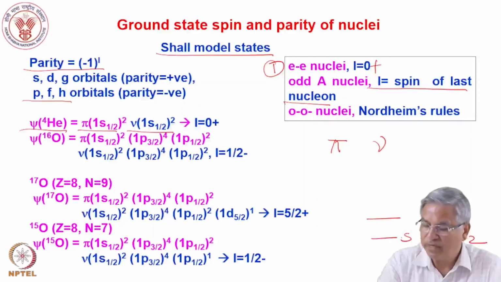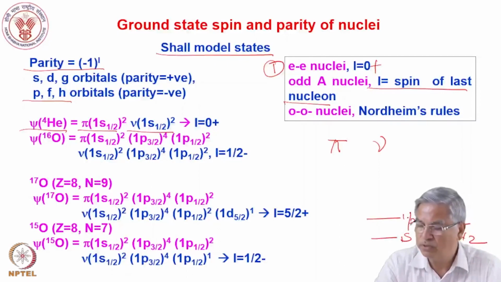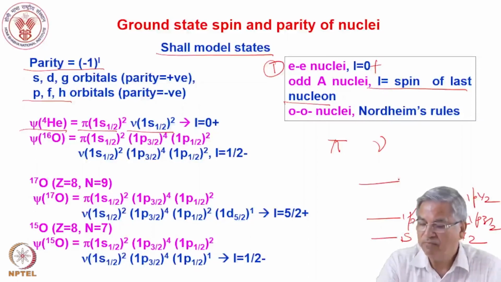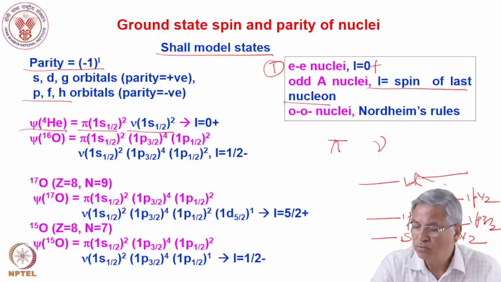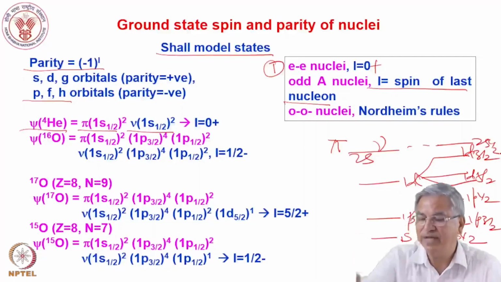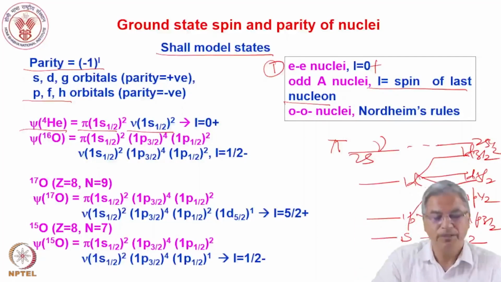Then you have 1s, 1p. 1p will split into 1p 3/2 and 1p 1/2. Then you have 1d, which will split into 1d 5/2 and 1d 3/2, and you will have 2s. It will be 2s 1/2. And like that, you can build up the scheme.